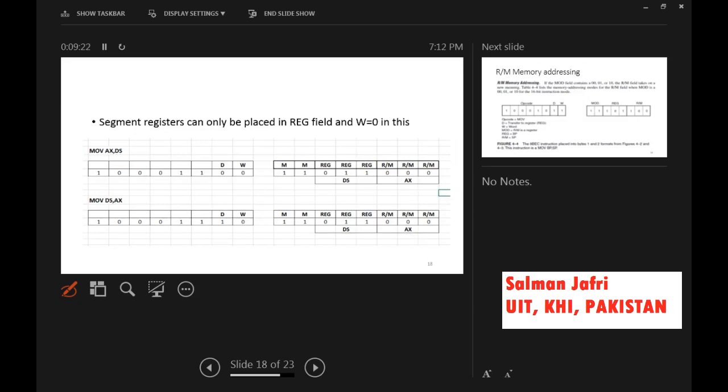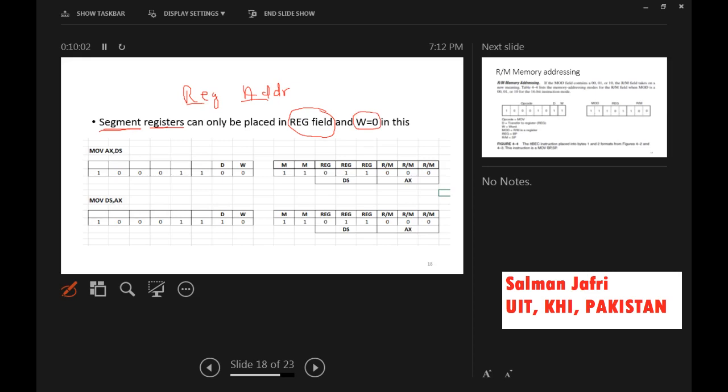Now one important point, that we might have segment registers in register addressing mode. So if we are using register addressing and we have got segment registers, the rule is segment registers can only be placed in the REG field. And in this case, if one of the registers is a segment register in register addressing mode, W would be 0 also, and the segment register would be placed in the REG field.